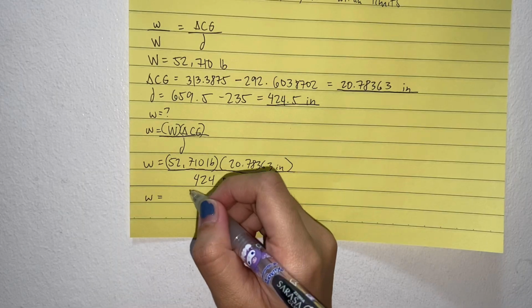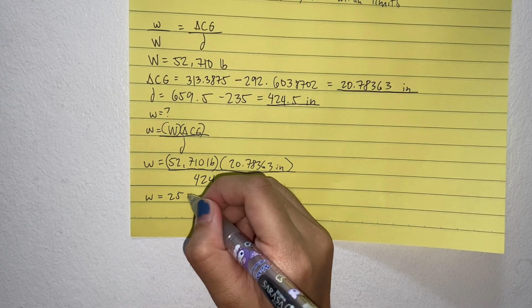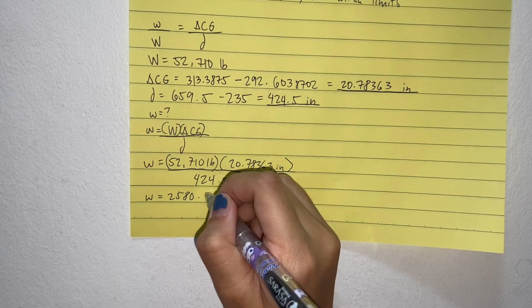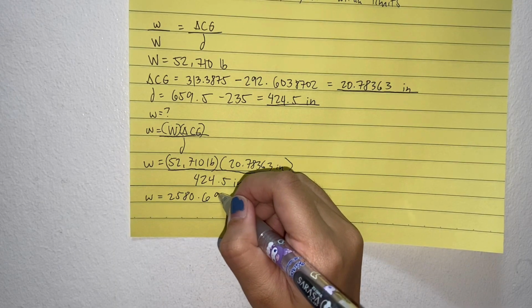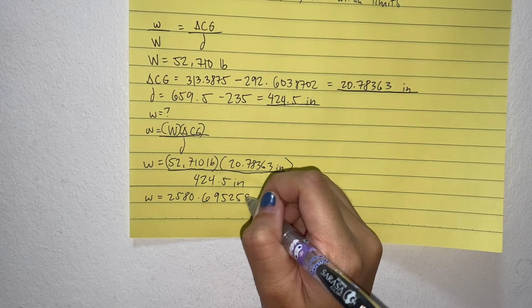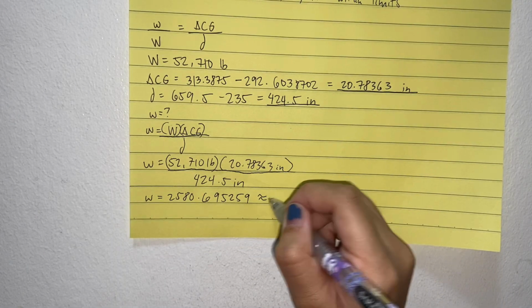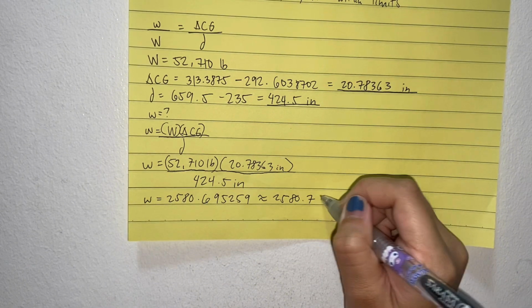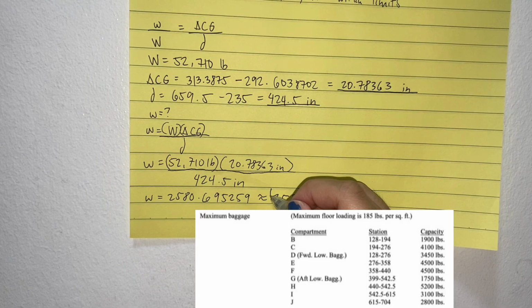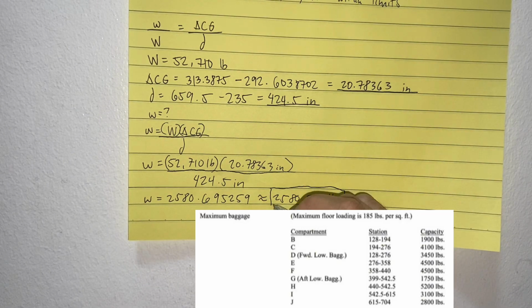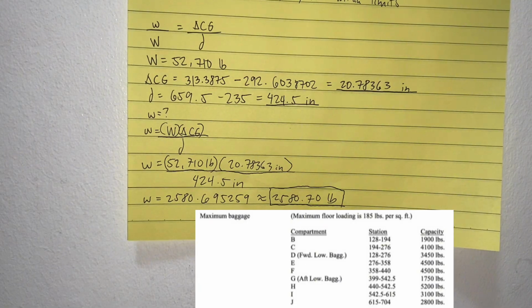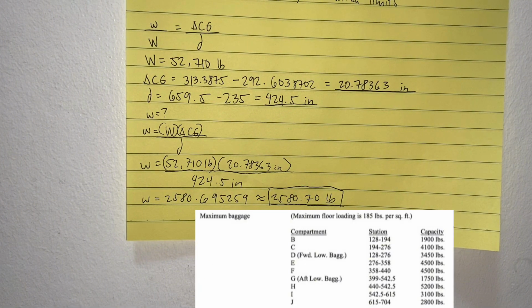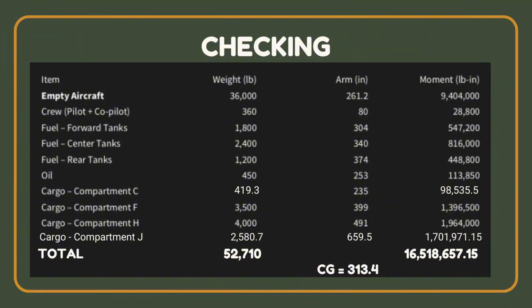The value of our weight shifted will be 2,580.695,259 pounds, or this is equal to 2,580.70 pounds. This weight shifted is the amount of pounds that has moved from compartment C to compartment J. Here in the TCDS, the capacity of compartment J is 2,800 pounds and the weight we are shifting is only 2,580 pounds. Therefore, the cargo we have shifted in order to balance our aircraft is within the capacity of compartment J.